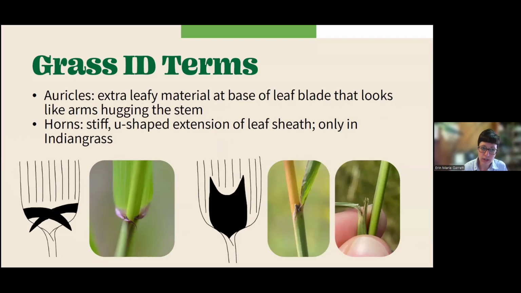Okay, two other structures we're going to look at, auricles and horns. Auricles are essentially little arms that come out from that leaf sheath and hug the stem. We find that in groups like the wheatgrasses or the rye. And then horns is something specific to Indian grass that we talked about yesterday. So I'm not going to focus on that because we're not going to talk about that one today.